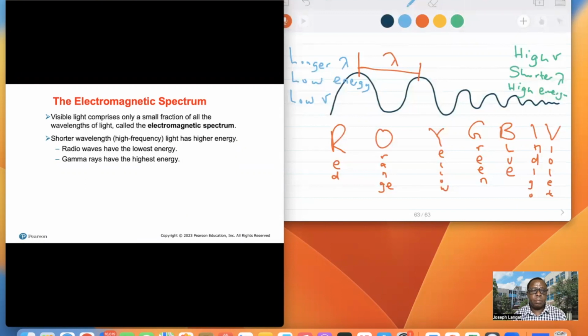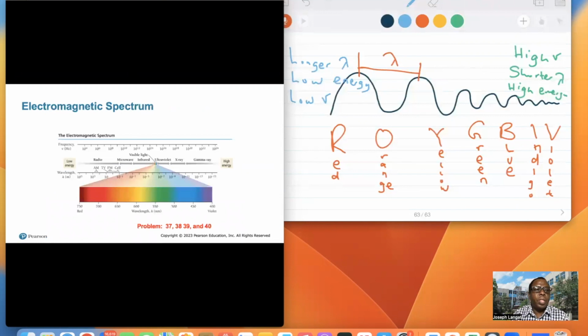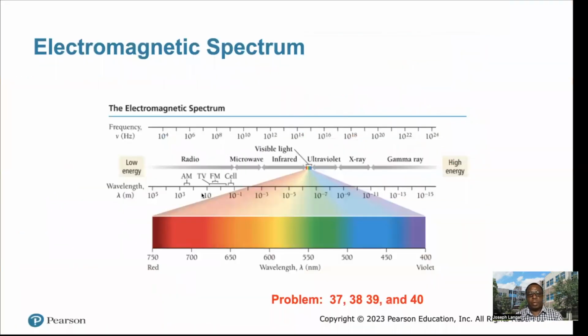electromagnetic spectrum, such as gamma rays, X-rays, radio waves. All right. Those are just a few, and you need to learn how to arrange these according to increase. Look at this.